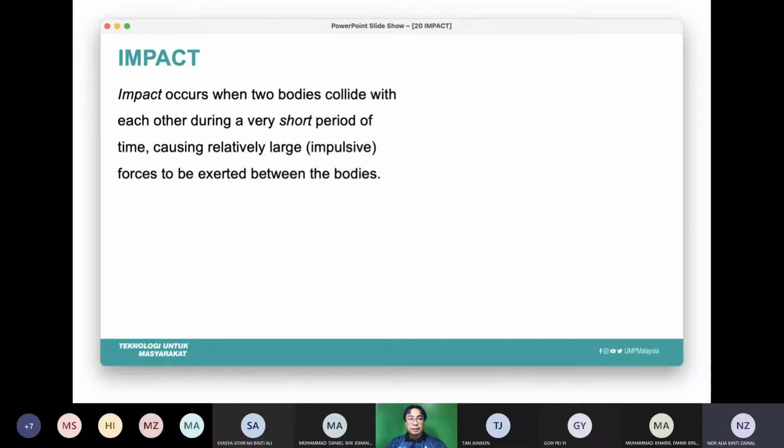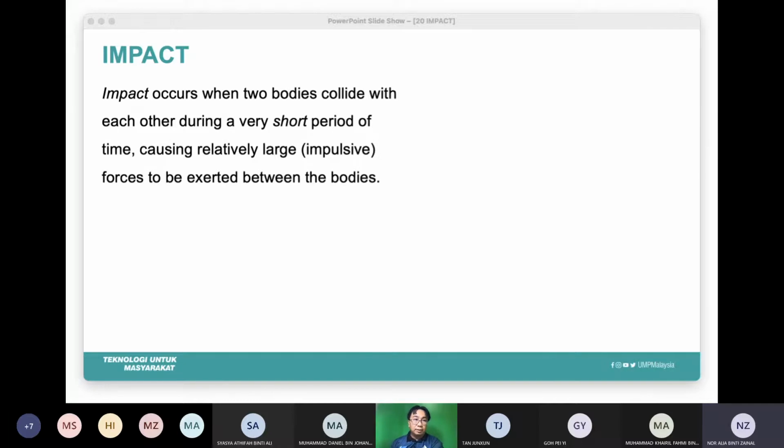Impact occurs when two bodies collide with each other during a very short period of time, causing a relatively large impulsive force to be exerted between the bodies. So this is why impact is included in this chapter, impulse and momentum, because the impact akan mengakibatkan impulsive force.